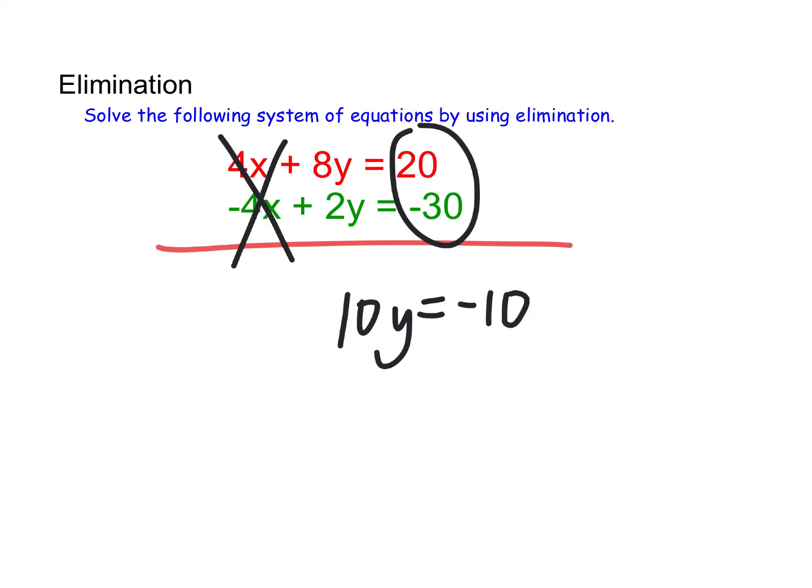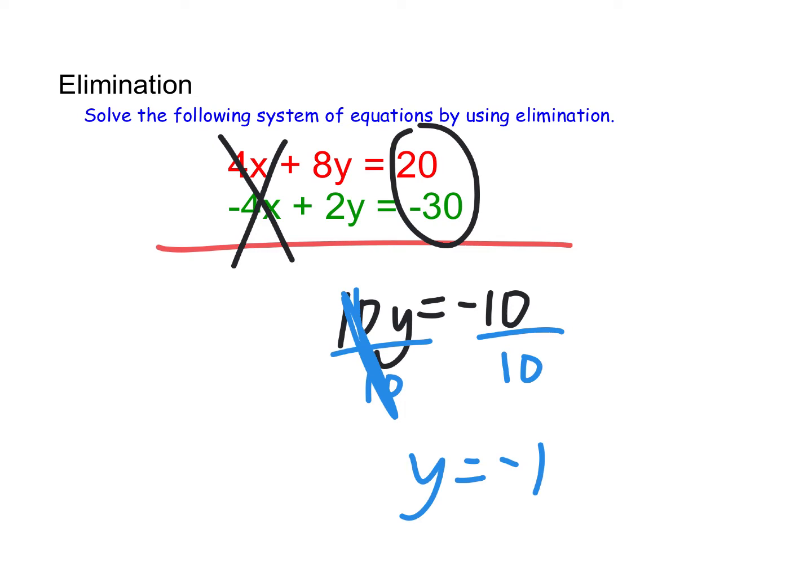Thankfully, my brain is working now. And I'm dividing both sides by what now? 10. And I get y equals negative 1. See how fast that is? This is like 5 times faster than yesterday's.